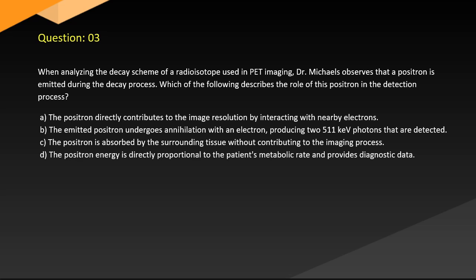A. The positron directly contributes to the image resolution by interacting with nearby electrons. B. The emitted positron undergoes annihilation with an electron, producing two 511 keV photons that are detected. C. The positron is absorbed by the surrounding tissue without contributing to the imaging process. D. The positron energy is directly proportional to the patient's metabolic rate and provides diagnostic data.